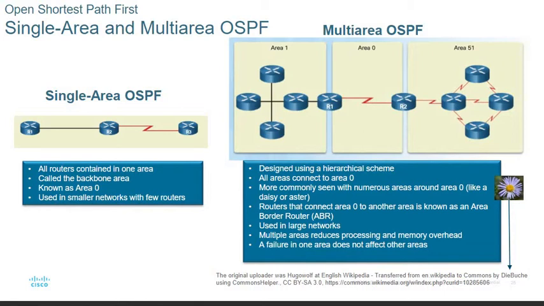A router that connects Area 0 to another area is known as an Area Border Router, or ABR. Used in large networks, multiple areas reduce processing and memory overhead. A failure in one area does not affect other areas.